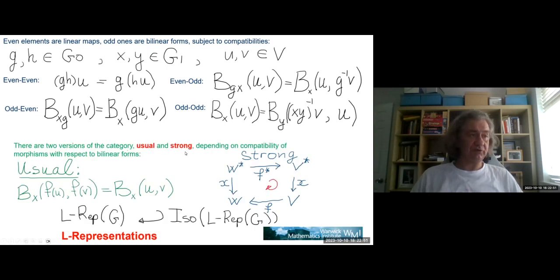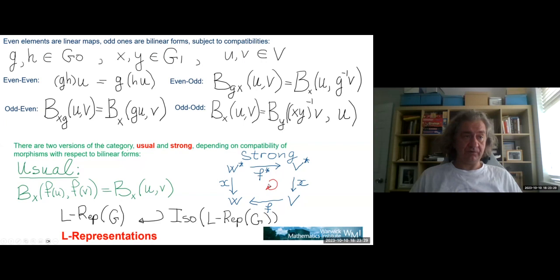We call it usual and strong. So the strong works better in terms of functorial description. So these are linear transformations of functor, but then there is a weaker version, which is usual. And in the usual one, a homomorphism from one vector space to another, F, would have to be a homomorphism of G0 modules, and it would have to preserve all bilinear forms like that.